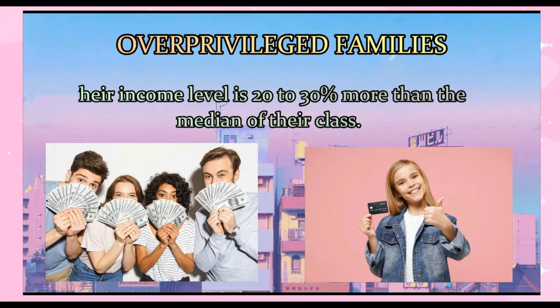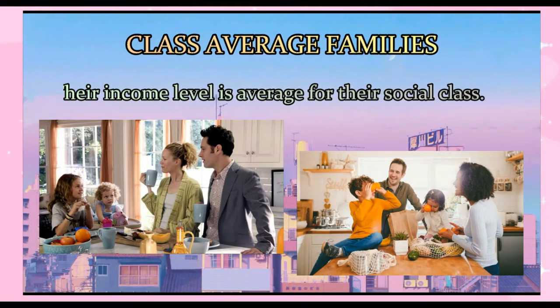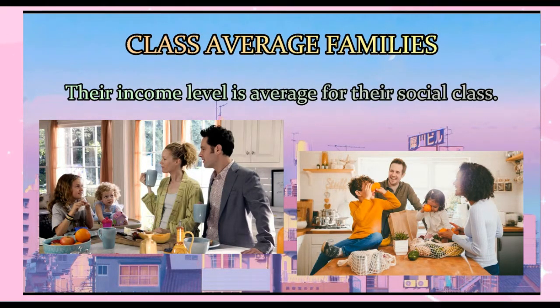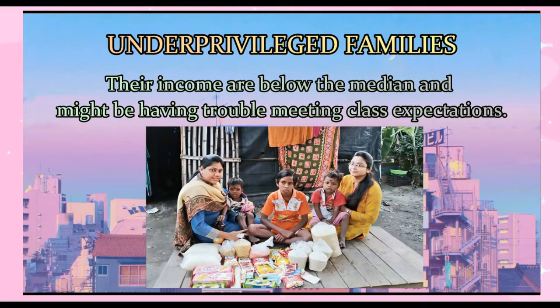Overprivileged families. Their income level is 20 to 30% more than the median of their class. They have funds to buy items beyond the basic necessities. Class average families. Their income level is average for their social class. They can afford a house, car, and appropriate clothing. Underprivileged families. Their income is below the median and they might be having trouble meeting class expectations.